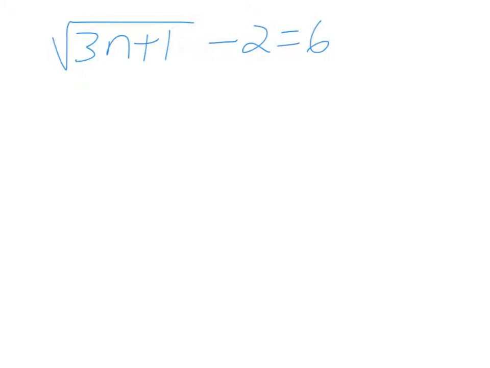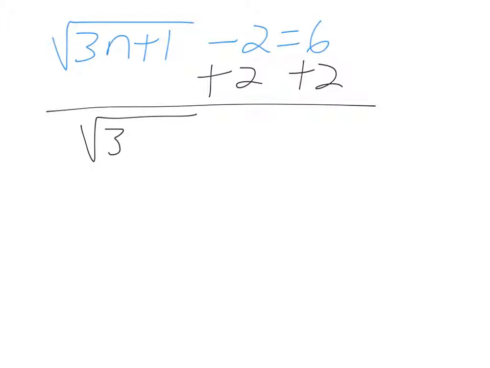Alright, so now on this one we have the square root of 3n plus 1 minus 2 equals 6. Now the minus 2 is not underneath the radical sign. So just like when solving any equation, you have to take care of the addition and subtraction outside the radical first, before you work with anything underneath the radical sign. So I'm going to add 2 to both sides. So the square root of 3n plus 1 equals 8.